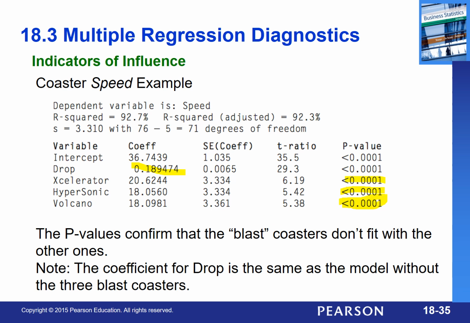So if you do that and you give the accelerator, the hypersonic, and the volcano their own indicators, so they hop on and hop off, they'll tell you whether or not they are significant. So these blast coasters, they don't fit with the model because look how tiny their p-values are. And the other thing to notice is that if you look at the coefficient for the blast coasters for drop, this coefficient hasn't changed from the previous model by throwing in these indicators.